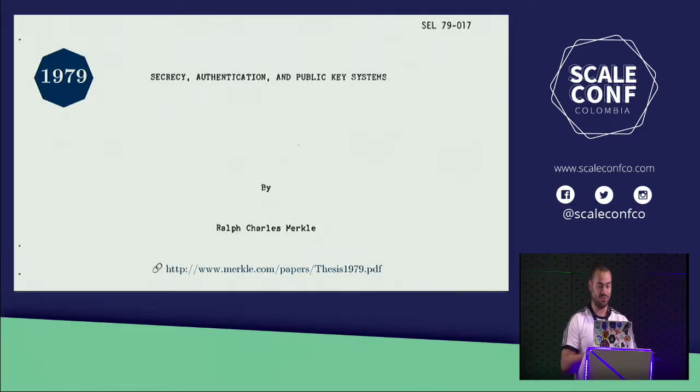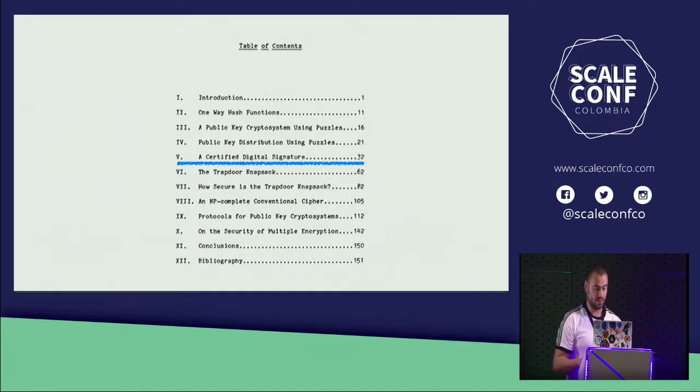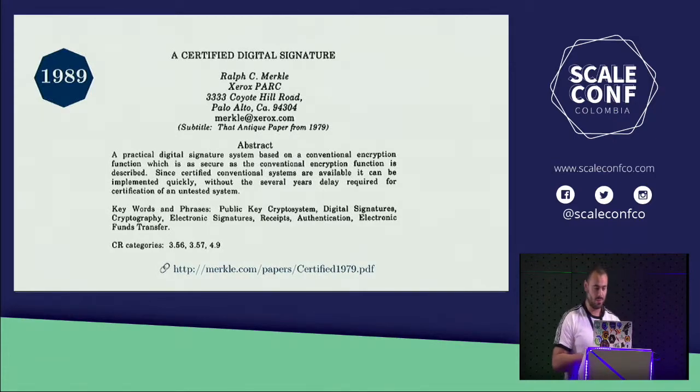Actually, Merkle trees were introduced in 79 in Ralph Merkle's thesis, Secrecy, Authentication, and Public Key Systems. So now you know the right paper. In this thesis, he talked about one-way hash functions, which we'll talk about, and a certified digital signature. Ten years later, this chapter of the thesis was published as a single paper, and it took 10 years. If you follow that link over there, Ralph Merkle explains why it took so long.